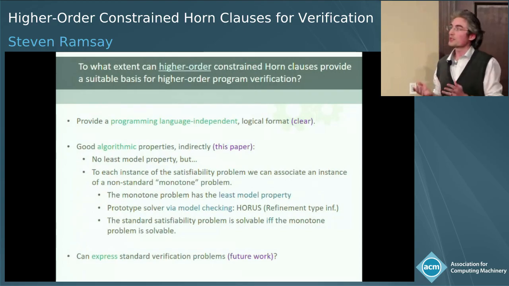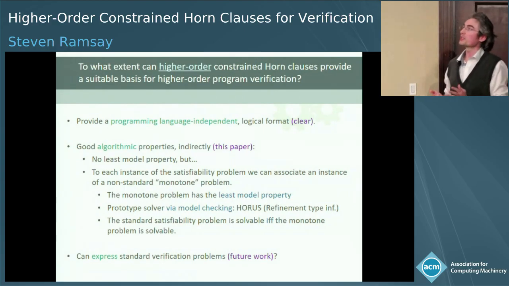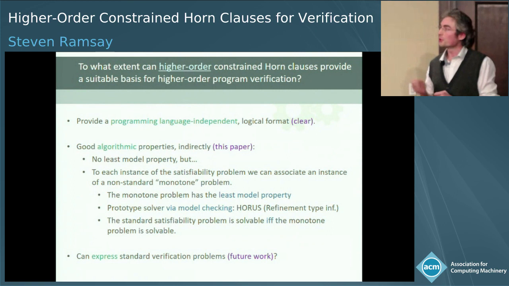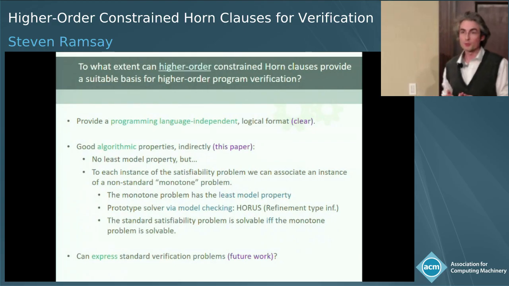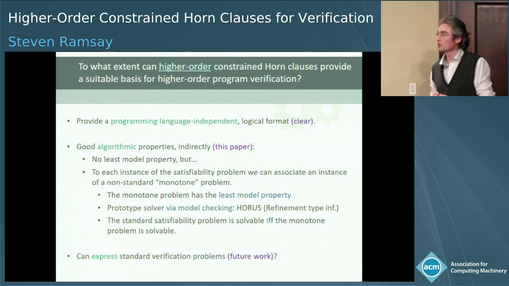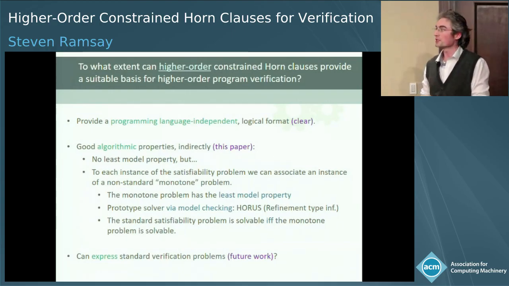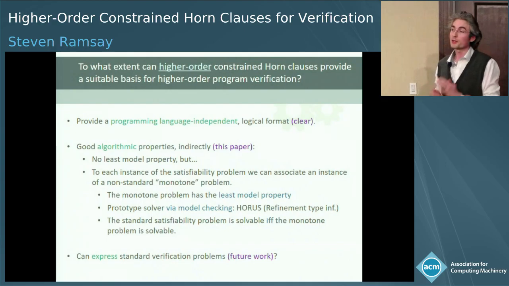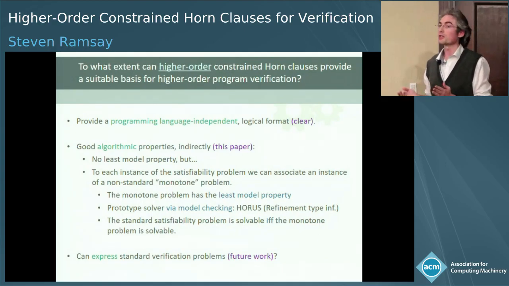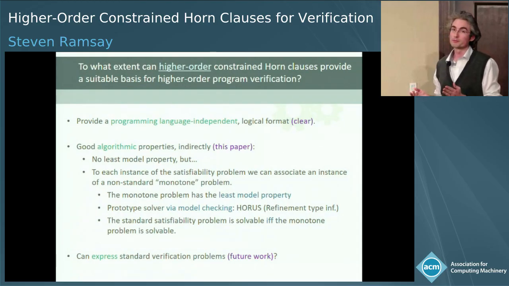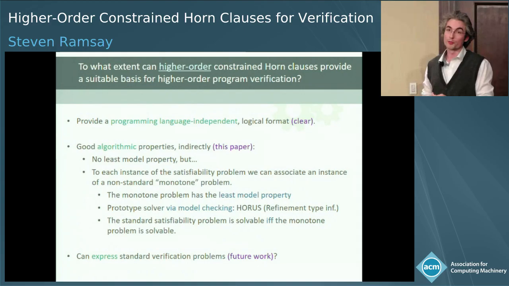The generalization that you get, we call higher-order constrained horn clauses. With analogy to the first-order case, we ask, to what extent can they be used for higher-order program verification? In this paper, we focus on the algorithmic properties part. The bad news is that there is no least model property for the higher-order version, but we show that to each instance of the satisfiability problem for this class, we can associate another, more non-standard kind of satisfiability problem. We call it the monotone problem. And this problem does have the least model property.